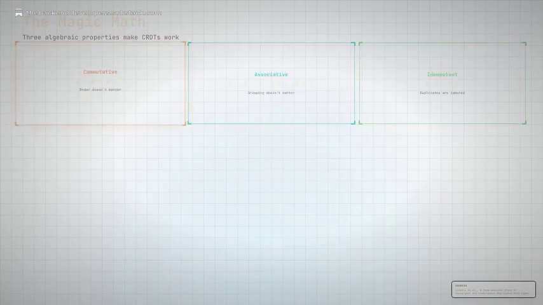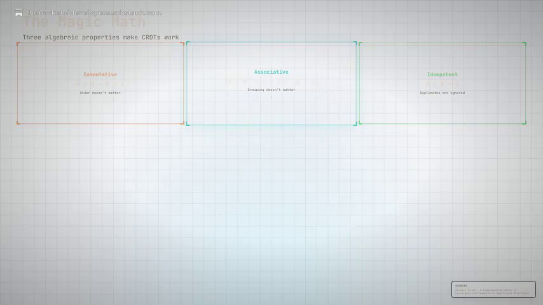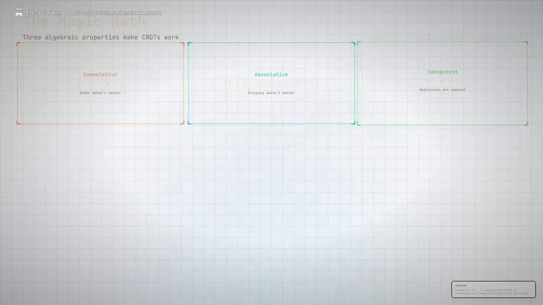Before we touch a single DOM node, we need to talk about math. 3 algebraic properties make CRDTs work. Commutativity: if I add hello and you add world, the arrival order doesn't matter. A plus B equals B plus A. Associativity: we can group operations and apply them in batches without breaking anything. Idempotence: apply the same update twice, a network glitch resends it, and the system ignores the duplicate.